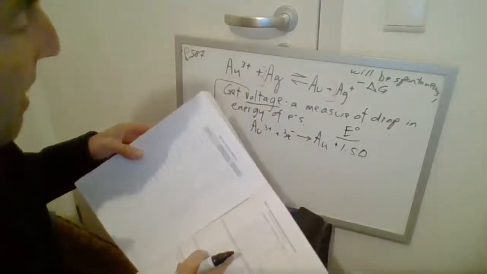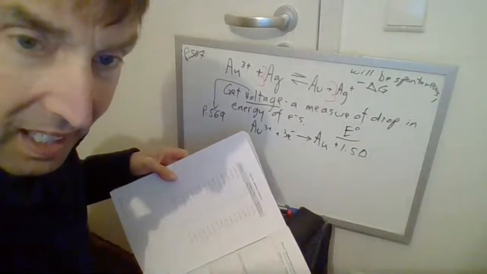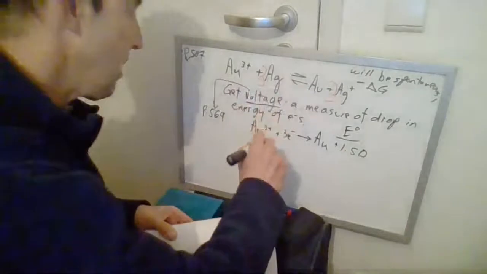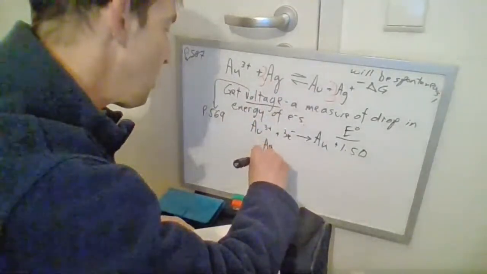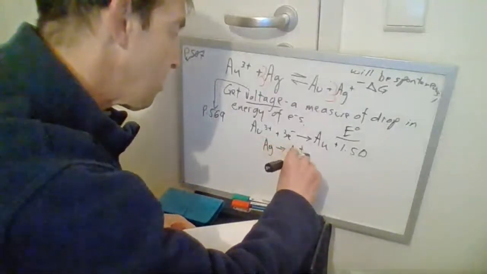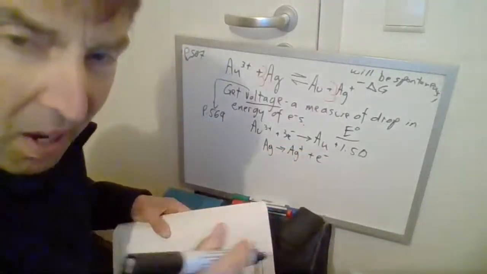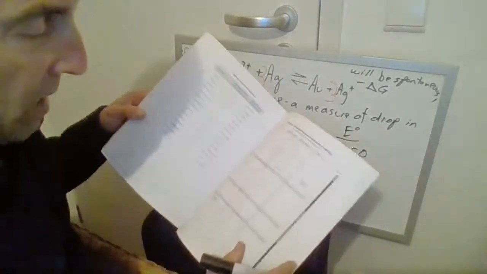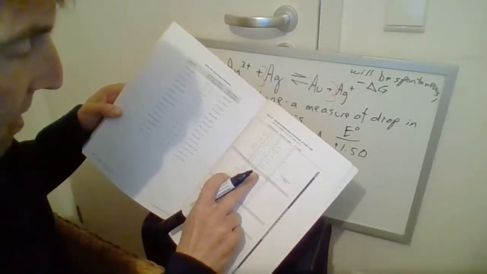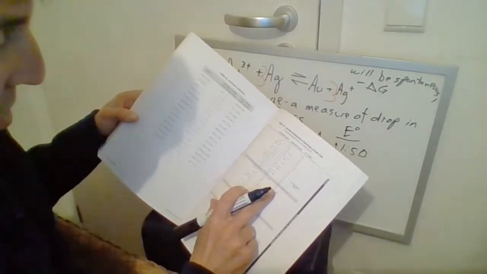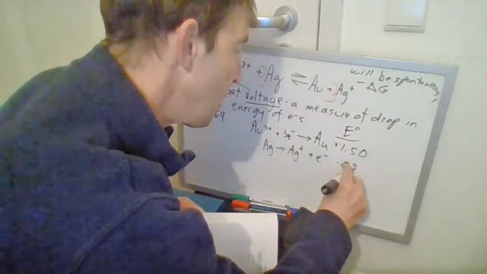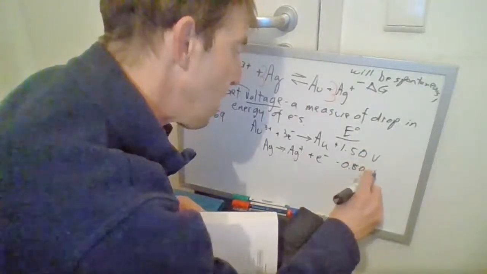But here's the problem. I've got silver metal. So you know what I got to do? I got to flip this equation around. So let's do it. Ready? Silver metal goes to silver ion plus an electron. But guess what that does when I flip it around? What does it do to the voltage? You guessed it, Chester. Instead of being plus 0.80, now it's minus 0.80 volts.